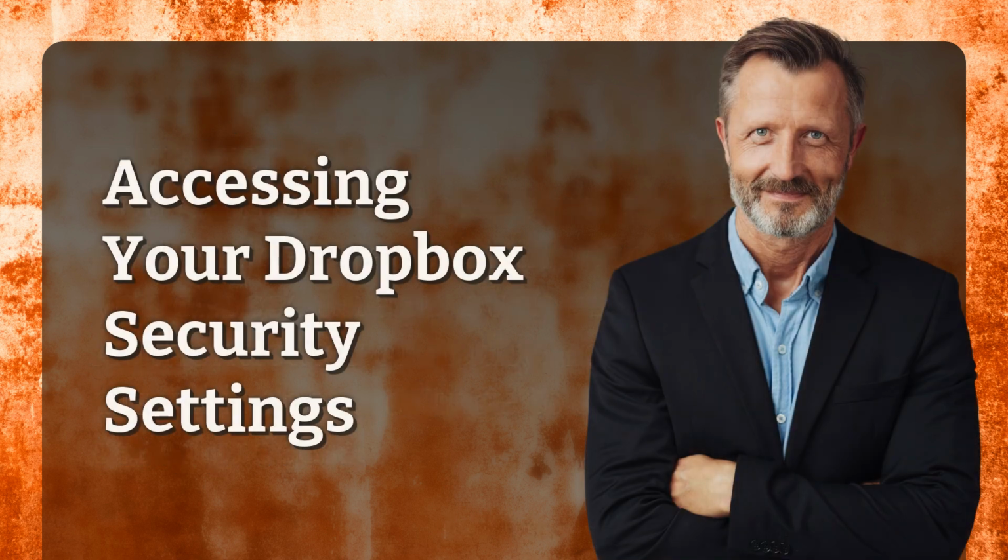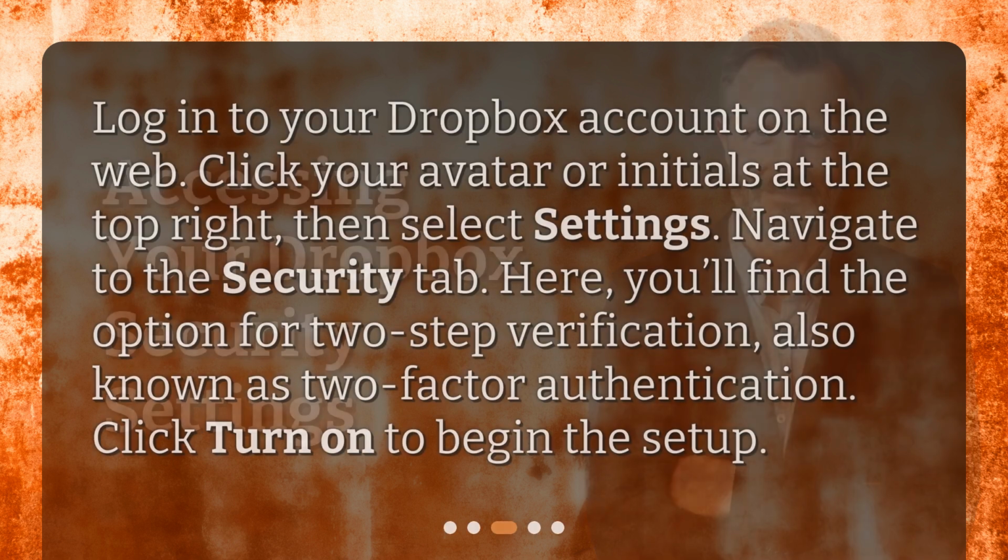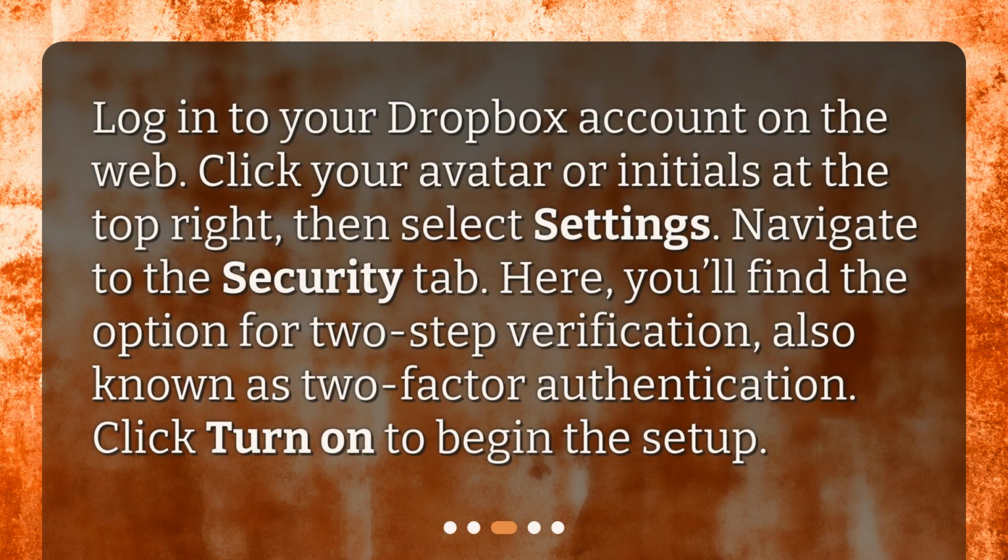Accessing your Dropbox security settings. Log in to your Dropbox account on the web. Click your avatar or initials at the top right, then select Settings. Navigate to the Security tab. Here, you'll find the option for two-step verification, also known as two-factor authentication. Click Turn On to begin the setup.